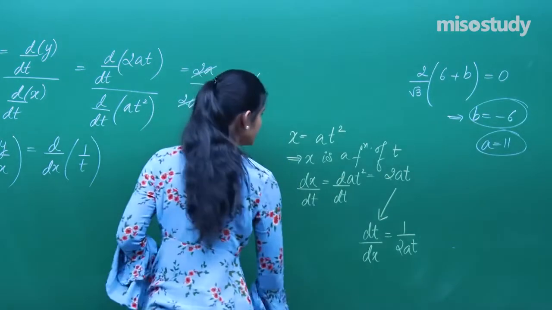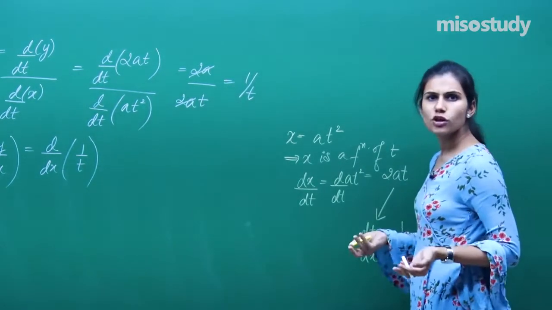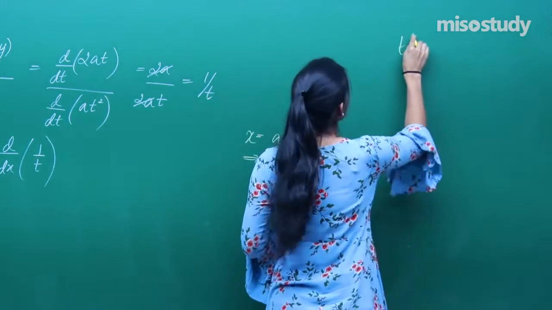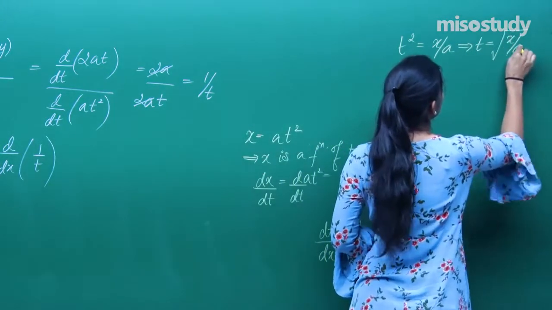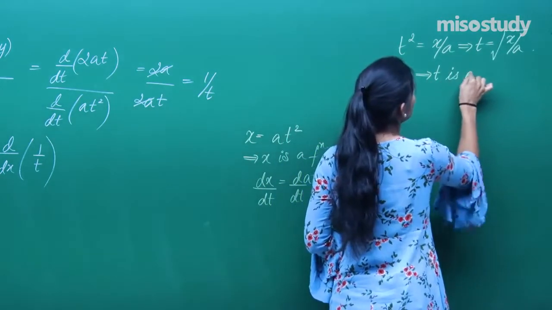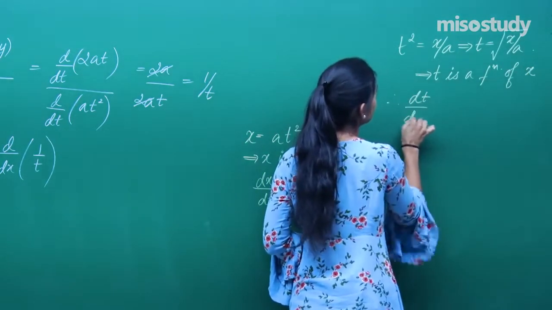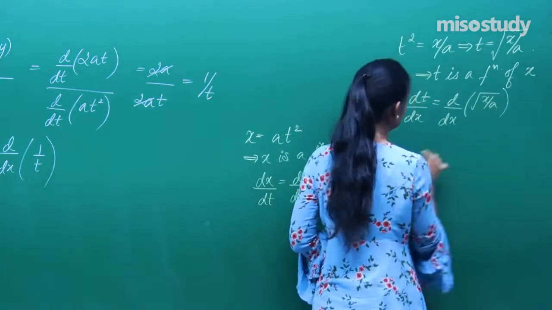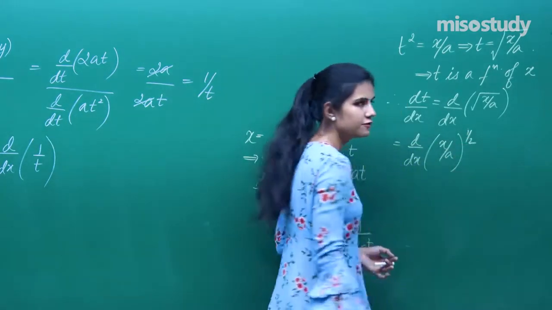Or another argument for this is, if x is a function of t, can I say t is also a function of x? Yes, of course I can say that. Why? Because if x is at square, t square is x upon a, which implies t is square root of x upon a. T is clearly a function of x. So I am interested in differentiating t with respect to x, which I can do. This is d by dx of under root of x upon a, which is d by dx of x upon a to the power half.